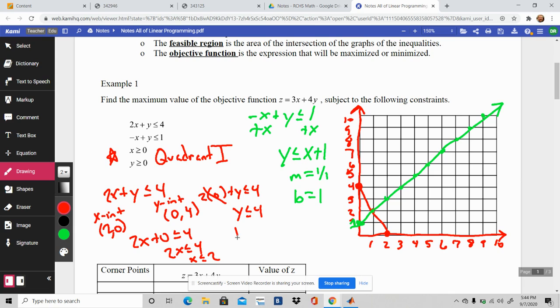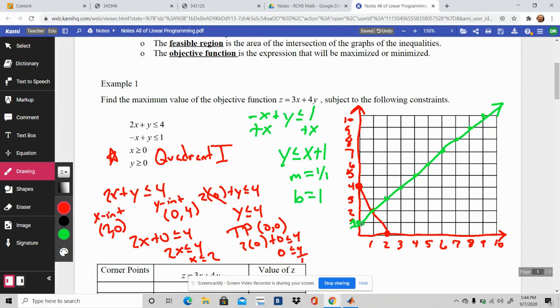All right, so I'm going to use a test point, TP for test point, (0, 0), because it's not on the boundary line. That gives me 2 times 0 plus 0 is less than or equal to 4. So 0 is less than or equal to 4. That's true, which means I'd be shading where (0, 0) is. So that'd be this triangular region here.